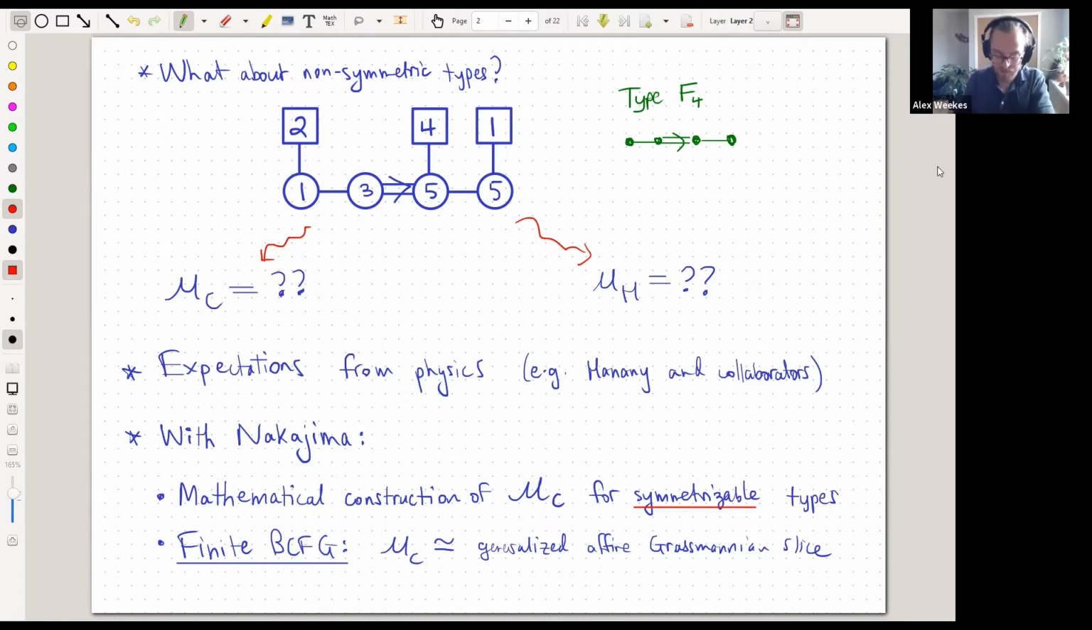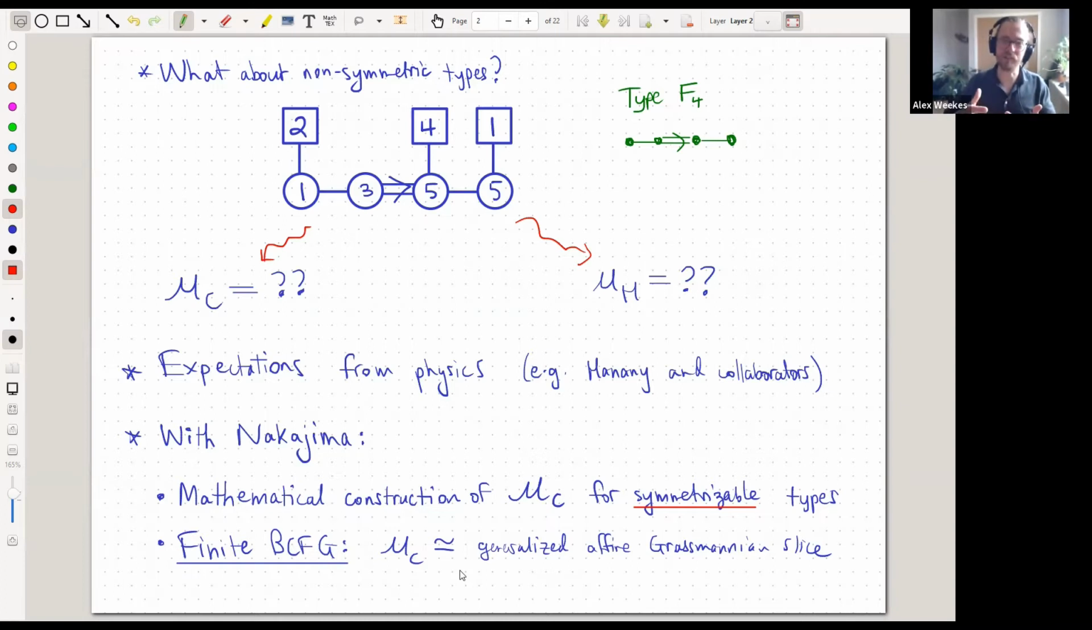The second thing we do is, in finite type, so B, C, F, and G, we showed that this construction recovers parts of the affine Grassmannian, or more precisely, what are called generalized affine Grassmannian slices. So this is to say that it's looking about right, at least from a math point of view.